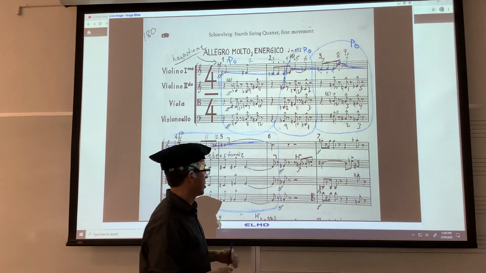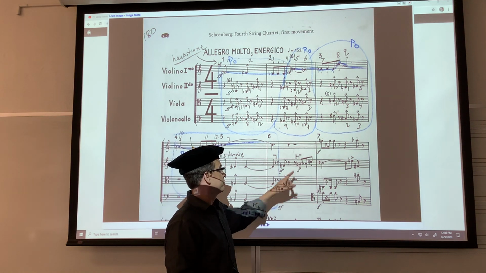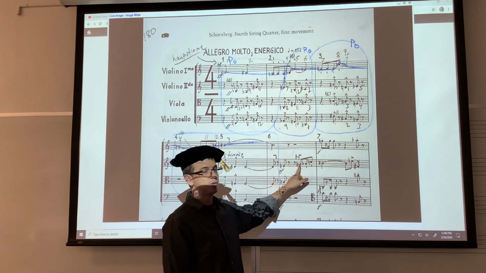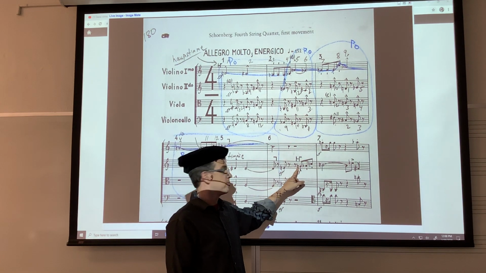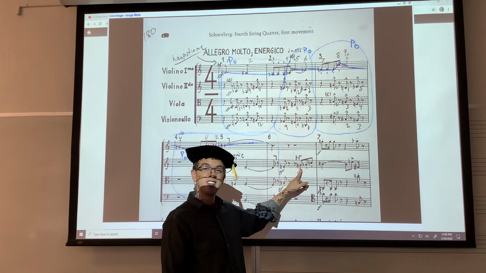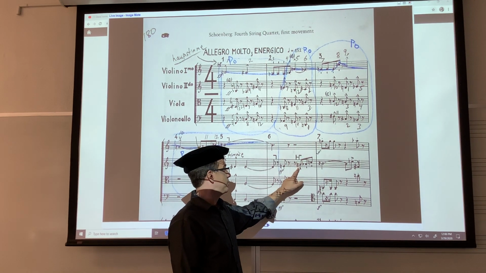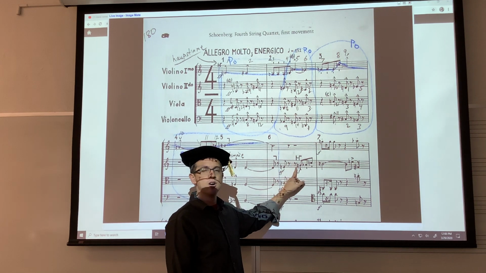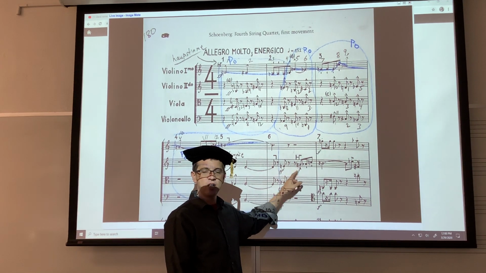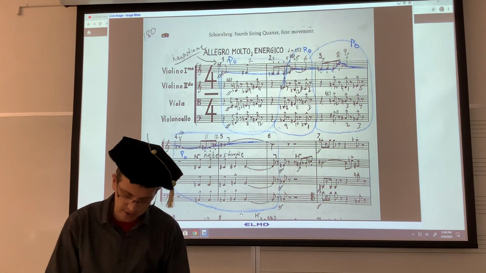Now, let's keep going. And if you listen, you'll notice that it seems like this becomes the new primary voice. The second violin takes over. Will you go ahead and take a moment and see if you can figure out what row the second violin is playing? And feel free to pause, because I'm going to show you in a minute.